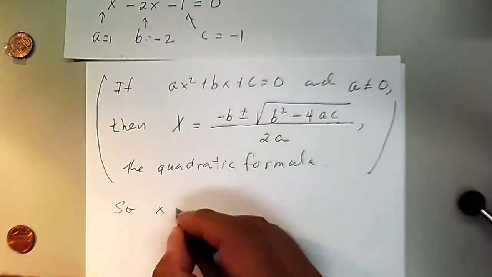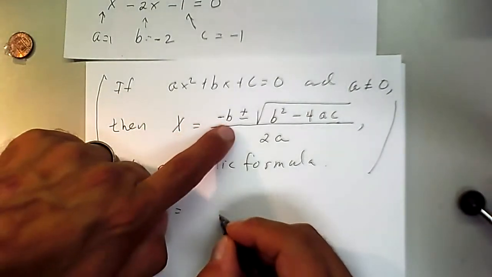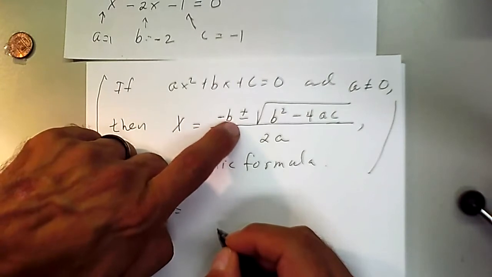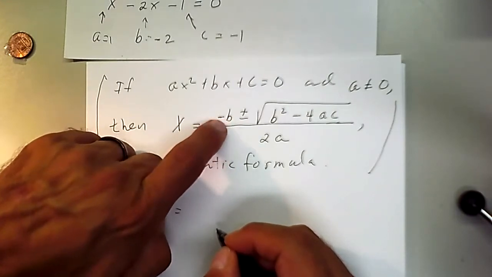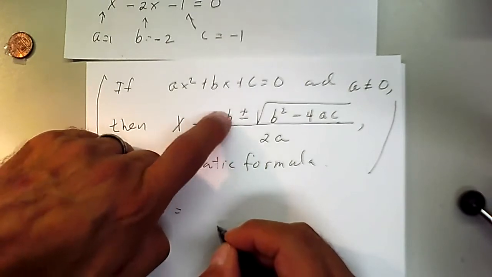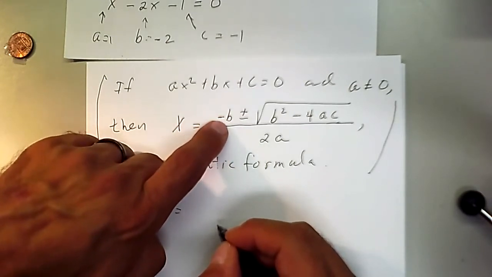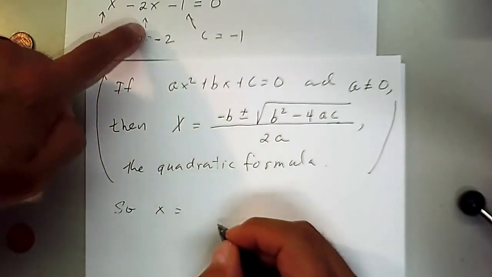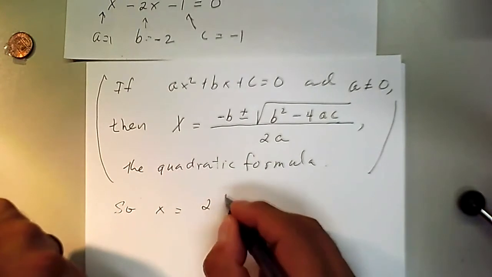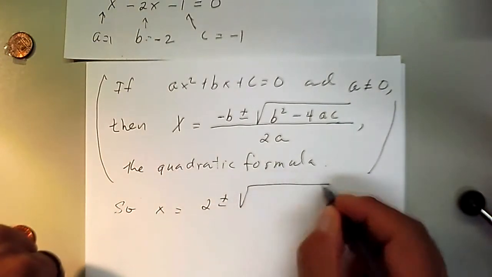So x is equal to the opposite. This means the opposite because we don't know in advance whether b will be positive or negative. So if b is negative, we have to do positive. If b is positive, then we have to do negative. This minus means the opposite of whatever b is. So b is negative 2. The opposite is 2, plus or minus square root.